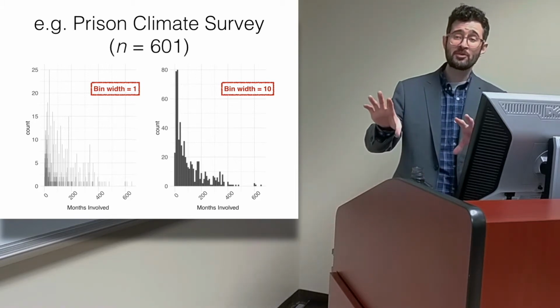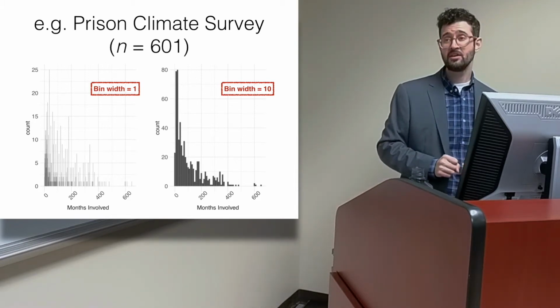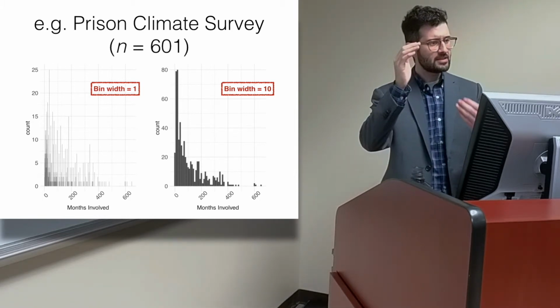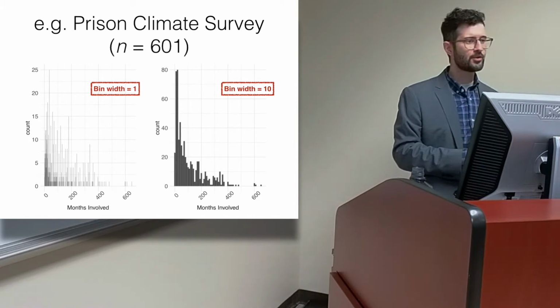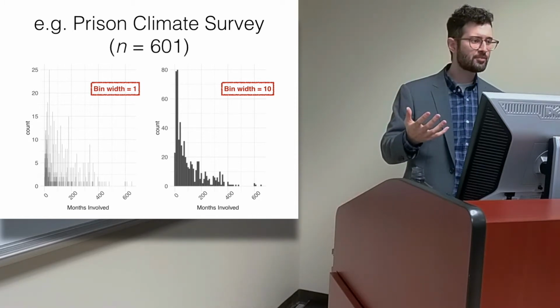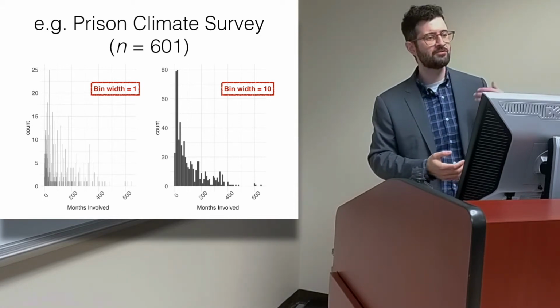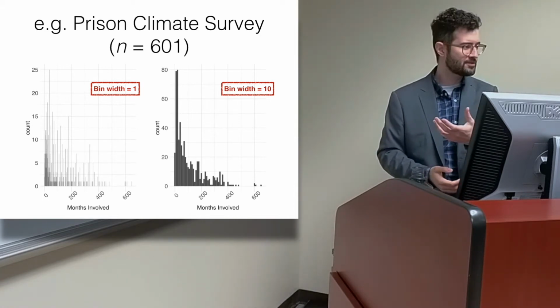Now, both of these are representing the same data set. The one on the right gives a really clear picture of that decline. So there are more people involved in the prison system for shorter periods of time than there are people who have been involved in the system longer periods of time.